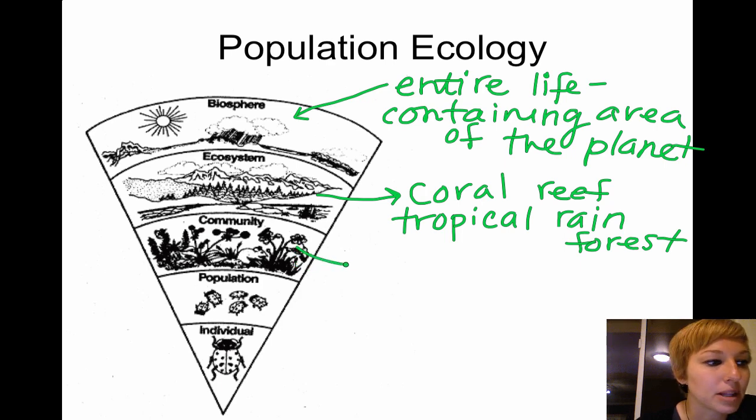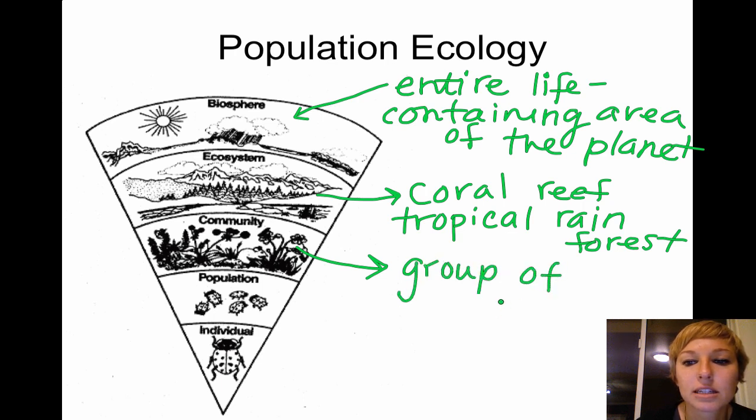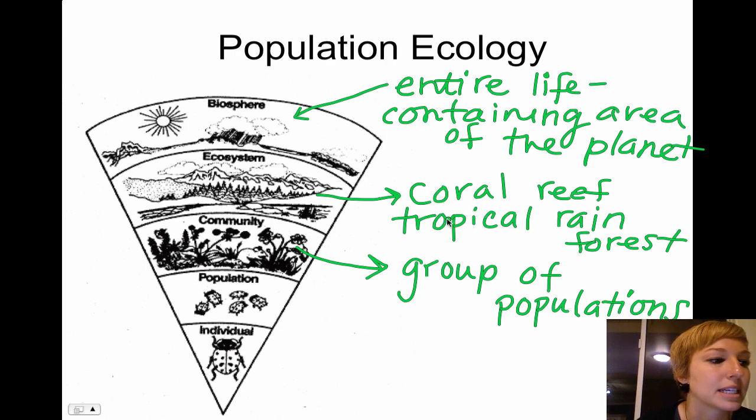And then we get a little bit smaller and we look at a community. A community is just a group of populations. So if we take this coral reef kind of idea and narrow it down in community, we might be looking at something like the different types of coral species that live at a specific latitude. So this is narrowing it down a little more, still different species, but they still live together very closely. Or group of populations, sorry.